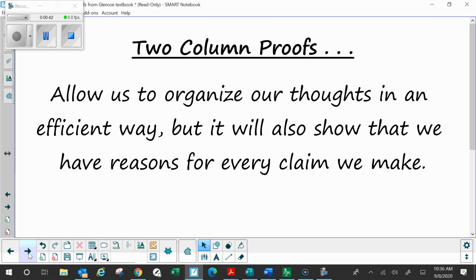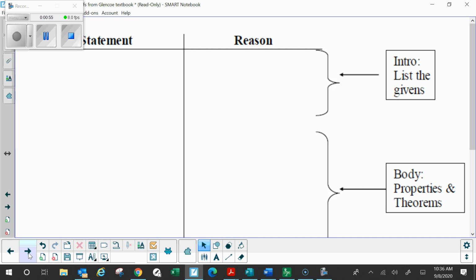Okay, so two-column proofs allow us to organize our thoughts in an efficient way, but also show that we have reasons for every claim we make. Everything you do, you have to justify. This is how a proof is set up. You have two columns: the statement column on the left and the reason column on the right. The first thing is always your easiest thing to fill in. This is your given statement and reason. This is just what the question gives you, the information that you're given. So don't ever miss that.